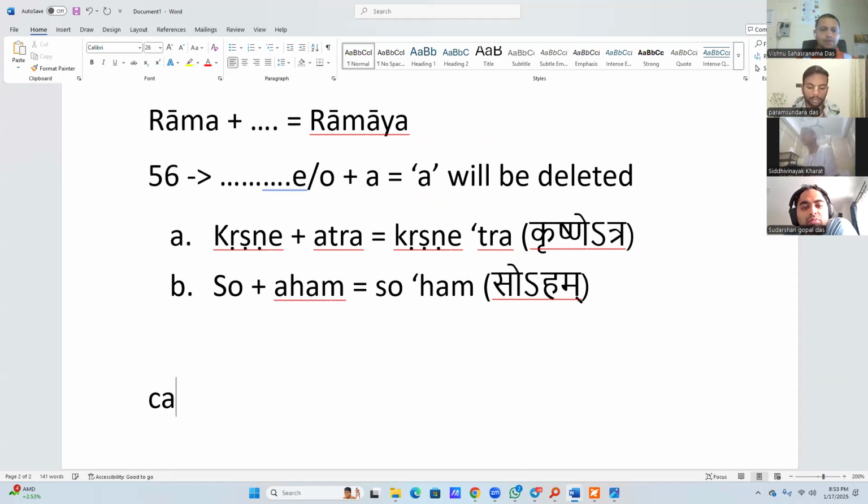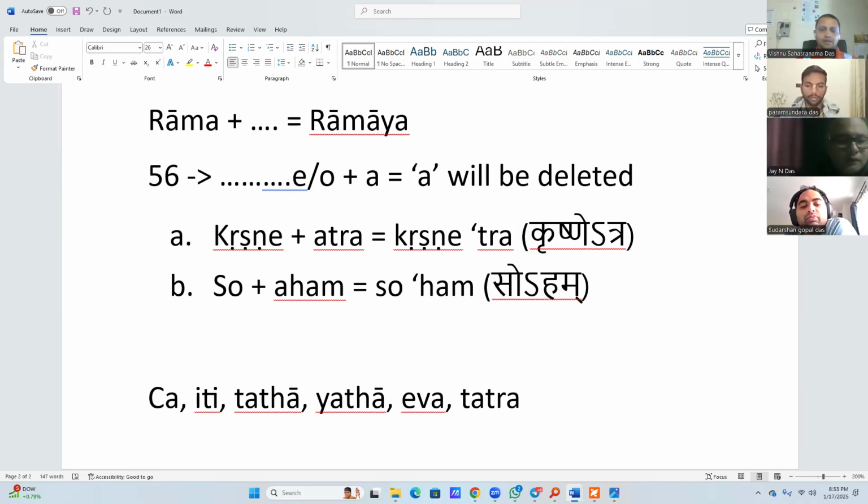For example, cha, iti, tatha. Tell me some more avyaya shabdas you know or you think they are avyaya shabdas in Sanskrit. Cha, iti, tatha, yatha. What else? Eva. Eva, very nice. Tatra. So likewise, it's a complete list. So these are all avyaya shabdas, indeclinable words, fixed words, whose forms are always fixed.